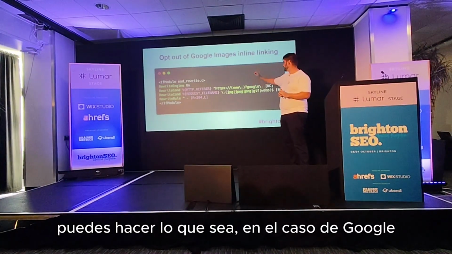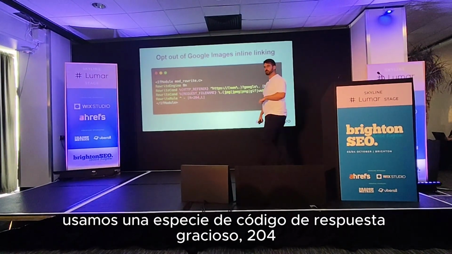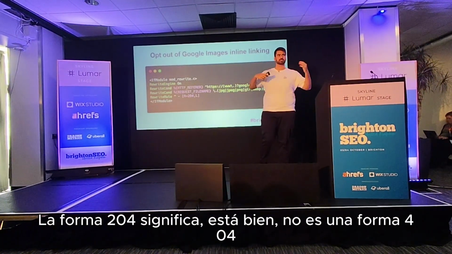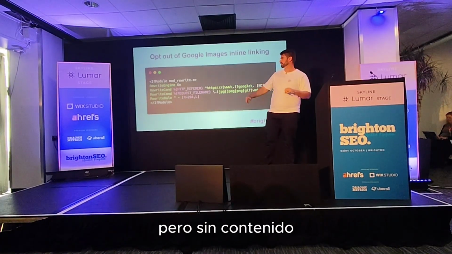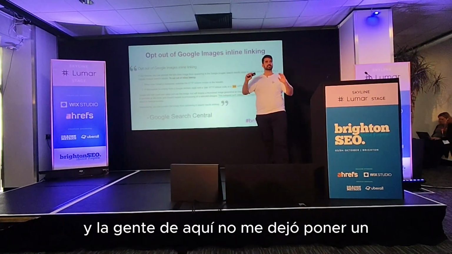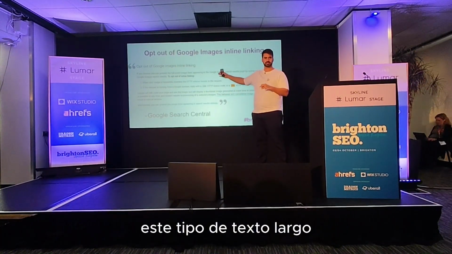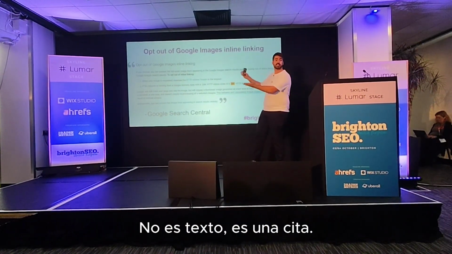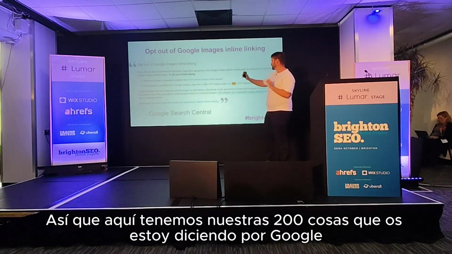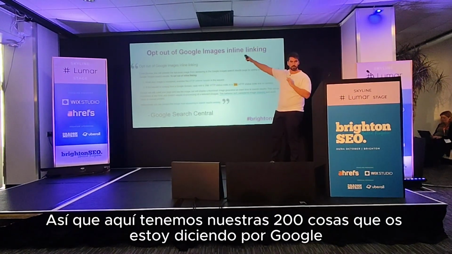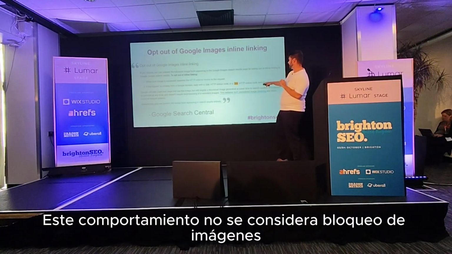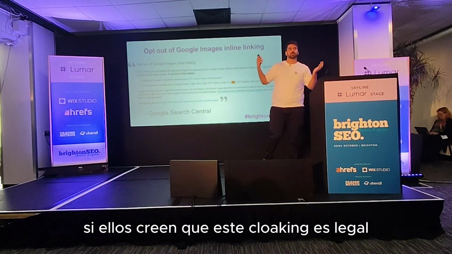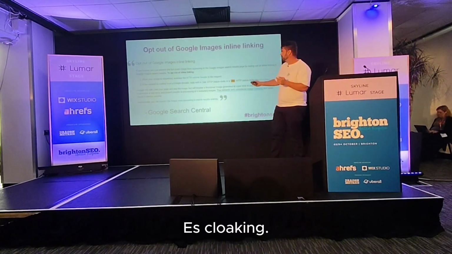You can do whatever. In the case of Google, we use a kind of funny response code, 204. 204 means success, it's not a 404, but no content. The people here didn't let me put that kind of long text, but I could avoid this restriction. I like to avoid restrictions with a quote. It's not text, it's a quote. So here we have our 200 things unsaid by Google. This behavior isn't considered image cloaking. As I told you, if they think this cloaking is legal, it's not cloaking.